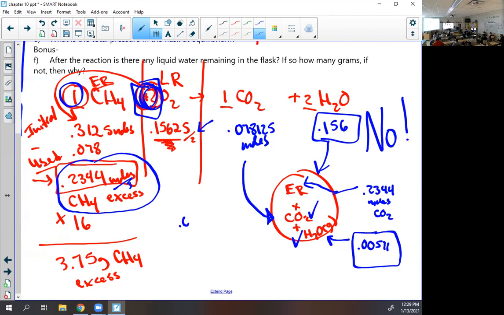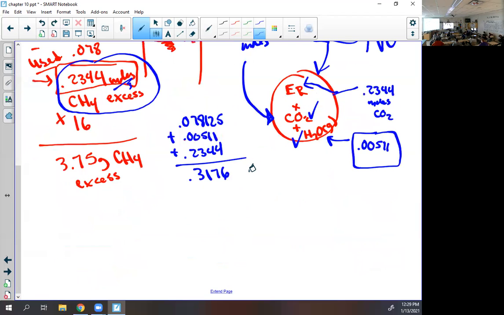I'm going to take 0.078125. I'm going to add 0.00511, and I'm going to add 0.2344, and I'm going to get a total. I did not do a very good job. Is that 0.3176? Now, this is my total moles. So now I can finally calculate my total pressure.